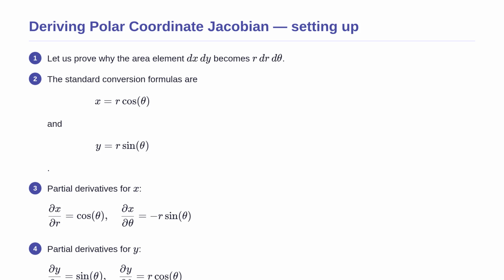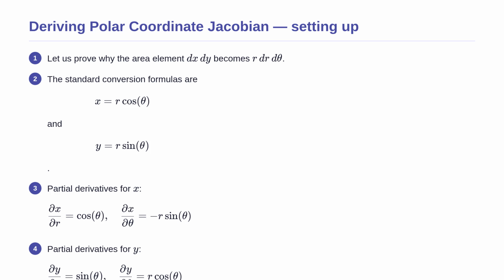Now that we have successfully used the Jacobian formula in a concrete example, let us look at a fundamental proof of how it works for polar coordinates. When we switch from rectangular coordinates to polar coordinates, the area element dx dy famously becomes r dr d theta. Let us prove exactly why that extra r appears.